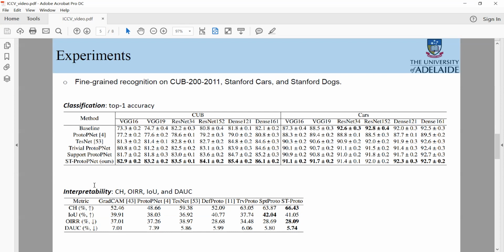In this work, we also use some objective interpretability measures to evaluate the model's interpretability. We notice that our ST-ProtoPNet can generate the best interpretability result.